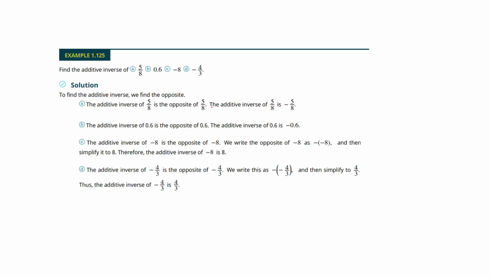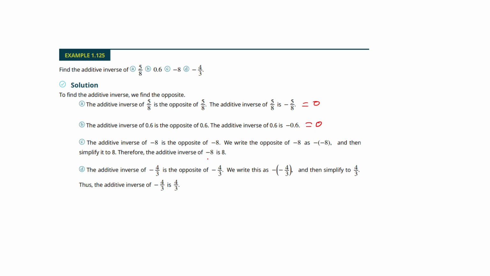So the additive inverse, what two numbers add together to get 0? Well, 5/8 and its opposite, negative 5/8. They are additive inverses. You add them together, you get 0. 0.6 and negative 0.6, you add those together, you get 0.